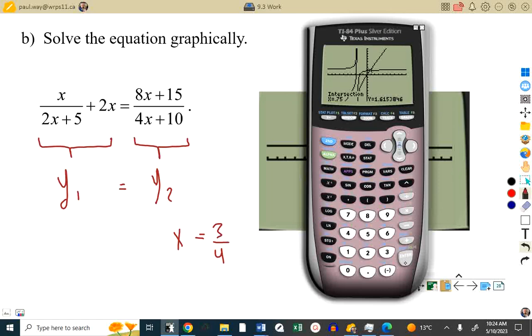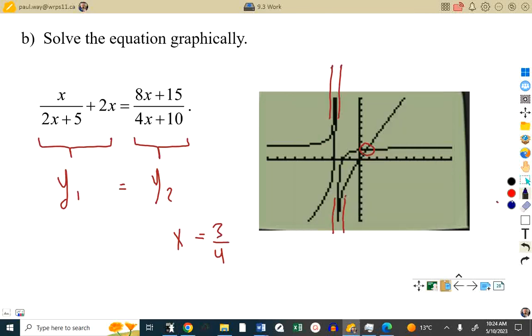It just keeps kicking me back to 0.75. That's telling me, I suspect, that there is not an intersection point in this region here. It's not intersecting in there. Well, what about over here? Maybe it's intersecting there. Well, let's take a look.